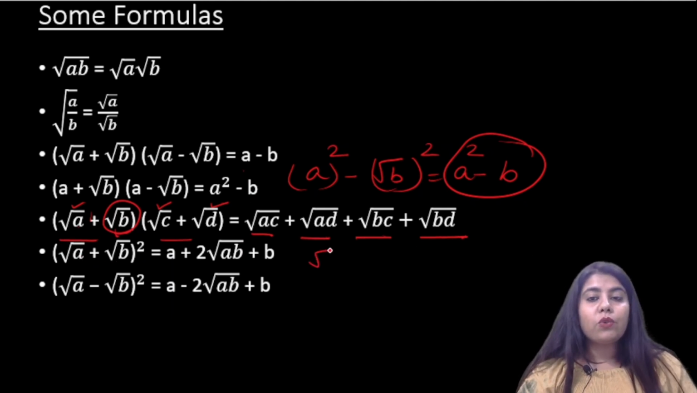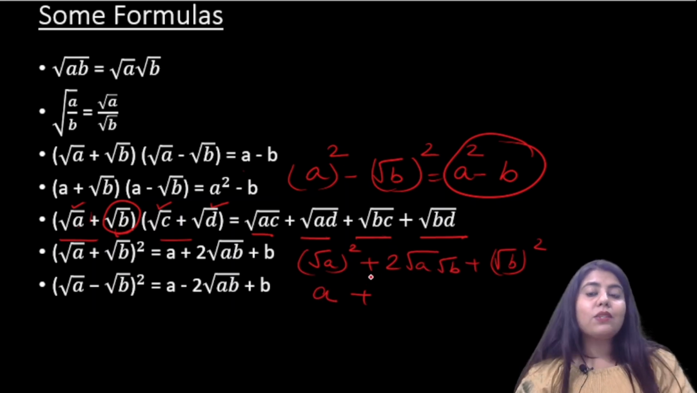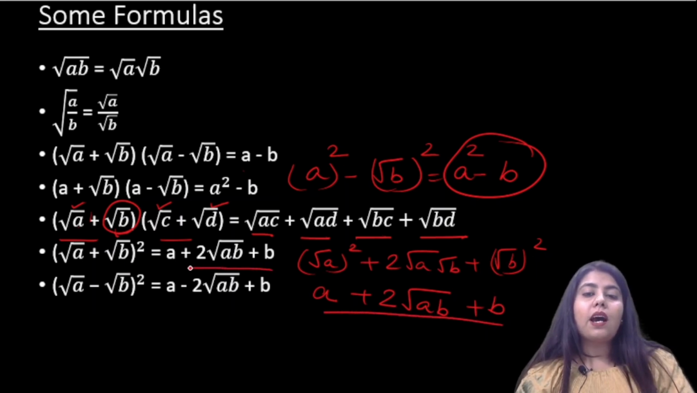Now the next one, root A plus root B whole square. It is root A square plus 2 root A into root B plus root B square. Root A square is A, plus, we know that we can write root A into root B as root AB only. So it is 2 root AB, and root B square is B only. See, this and this are the same, hence we get the formula.